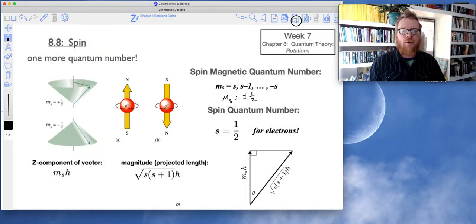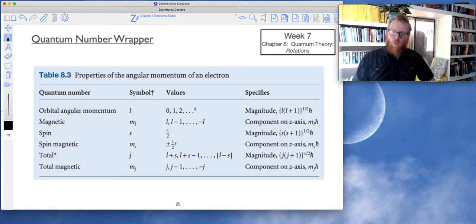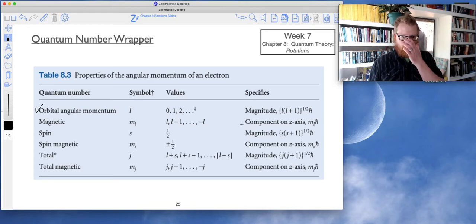And so let's talk about these quantum numbers, okay? And so of course, what's not on here is our principal quantum number n. But we're going to actually see in the next chapter how n connects to all of these quantum numbers. Okay, so let's first start with orbital angular momentum quantum number L. Takes on values 0, 1, 2, etc.